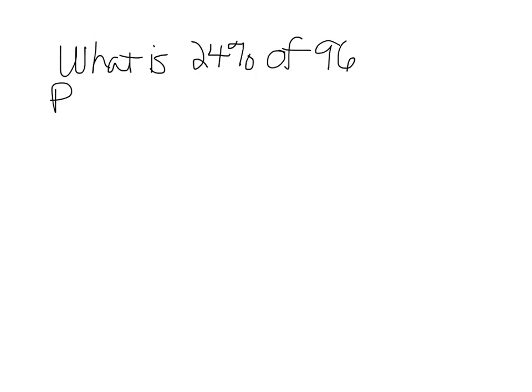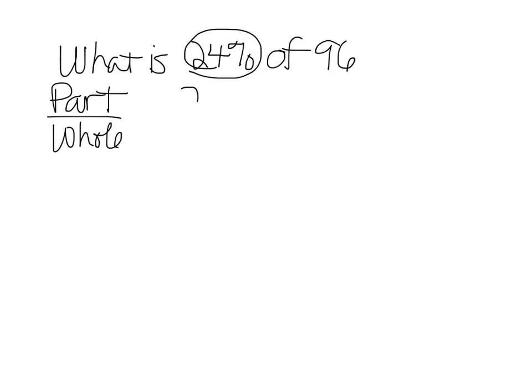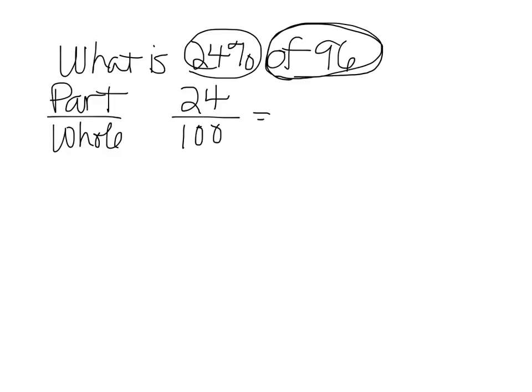The problem: what is 24% of 96? Well, remember, we're talking part to whole. And what I like to do is, as soon as I see the percent, I know that one is 24 out of 100. The question is, is this number 96 the whole thing or the part? If you think about it, it's saying what is 24% of 96? So the out of is the whole thing. The 96 goes on the bottom, and the x goes on the top.